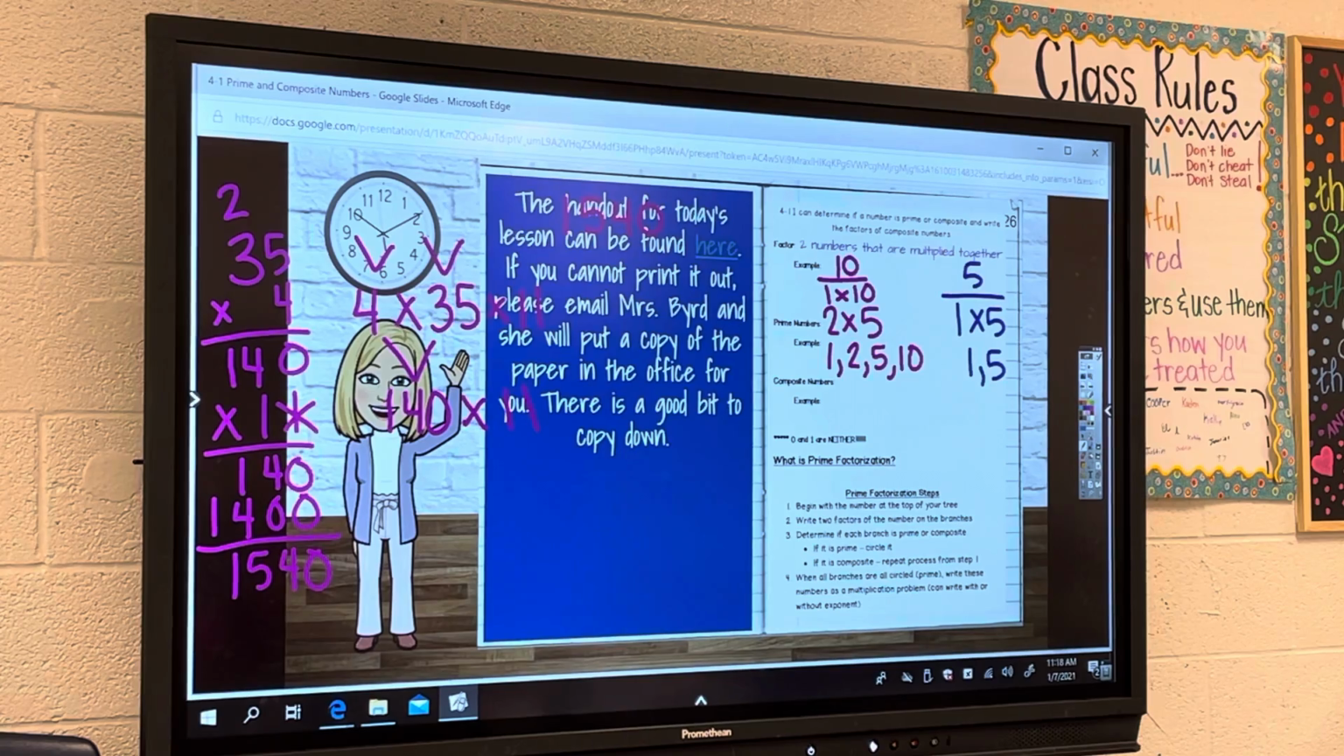All right, so let's think about those 2 numbers. I have 10 that I can multiply 1 and 10 and 2 and 5. And I have 5 that I can only multiply 1 times 5 to get 5, and that's it. So 10 is a composite number. 5 is a prime number.